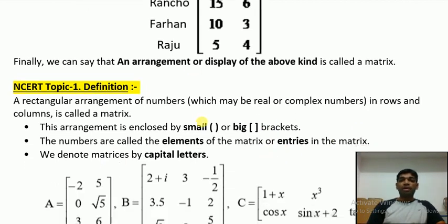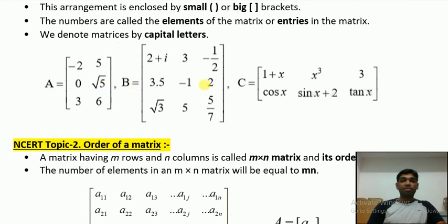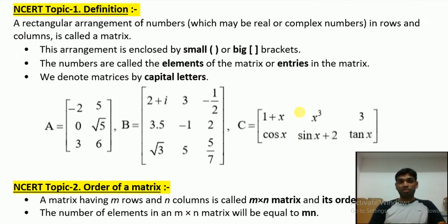We denote matrices by capital letters like capital A, capital B, capital C. See, these are the examples I have covered, taken from the NCERT book only. Every real number can be used, and complex numbers can also be used. Functional forms, such as trigonometric functions or any other real functions, can also be used to define situations and for mathematical purposes, especially in engineering.